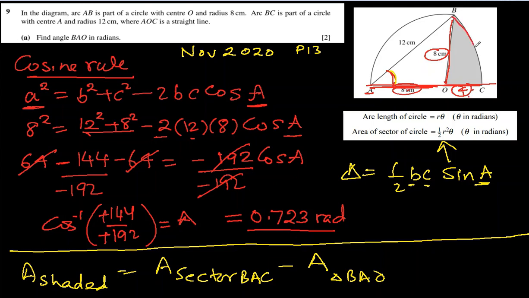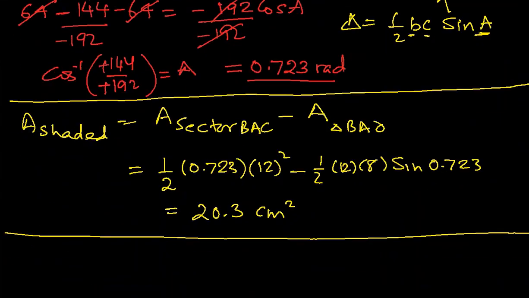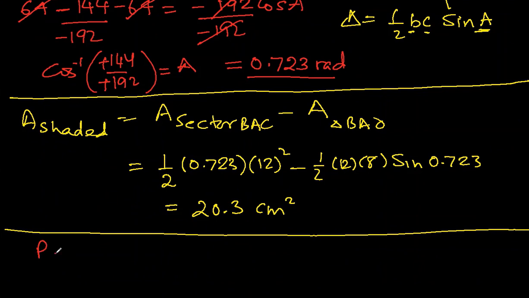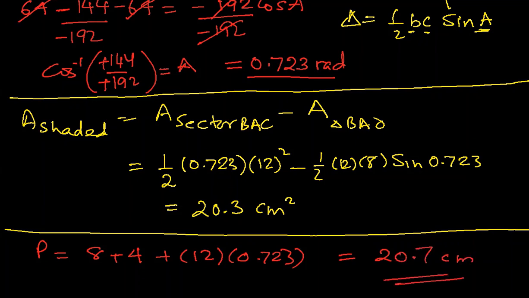Only thing required is the arc. And for the arc, we have this formula here, r theta. R is 12 again. Theta is again known to us, 0.723. So the perimeter equals 8 plus 4 plus r theta. Arc is r theta, r is 12, theta is 0.723. That's simple. And if I add them, it will be about 20.7 centimeters. One line and it's done.